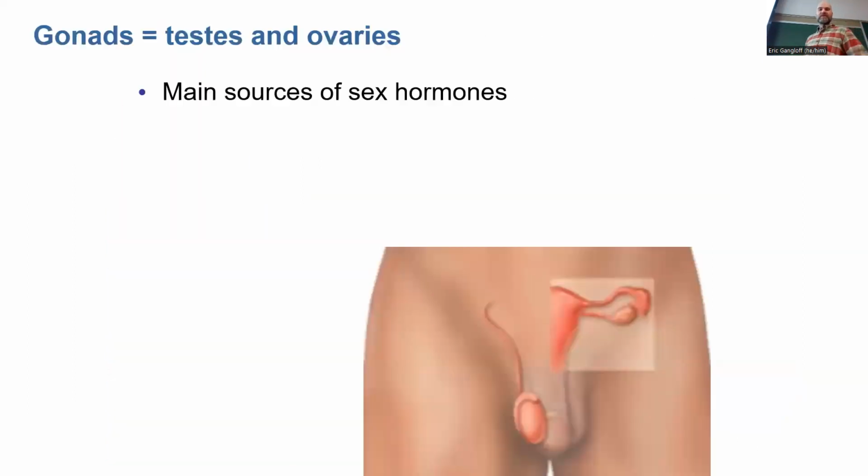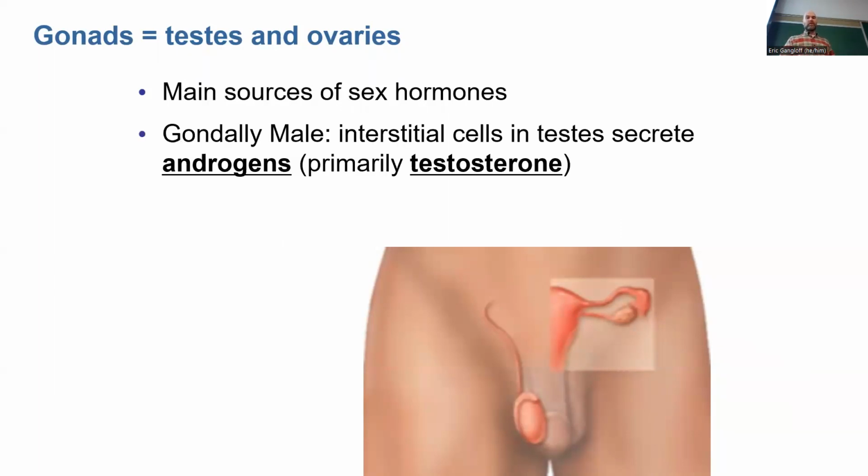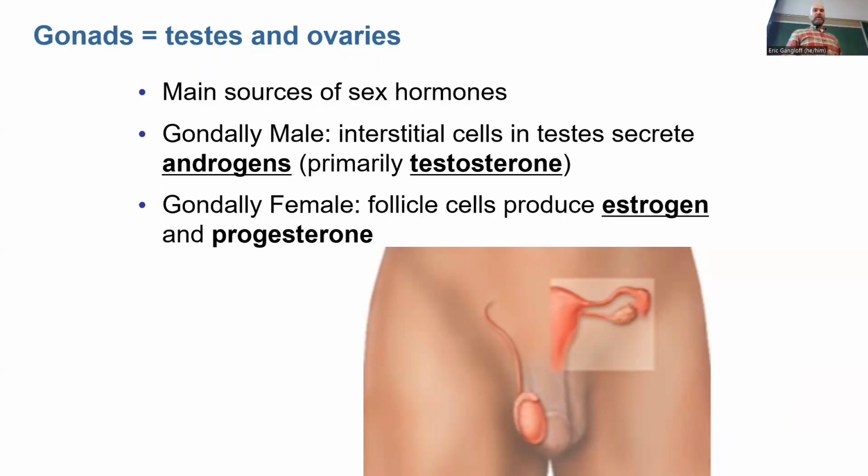Awesome. Okay, almost the last thing. The last thing I want to talk about is your gonads, specifically the testes and the ovaries. And these are the main sites of production and release of sex hormones. So for folks that are gonadally male, you have these special cells called interstitial cells in the testes that secrete a group of hormones called androgens. The primary one for our purposes is testosterone. You've all heard of that. And if you're gonadally female, then your follicle cells in your ovaries produce estrogen and progesterone.